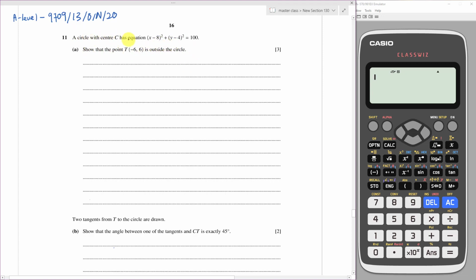Okay, so first you will see a circle equation. A circle with a center has the equation (x minus 8) squared plus (y minus 4) squared equals 100. So over here, I want you to at least understand some basics about circles.